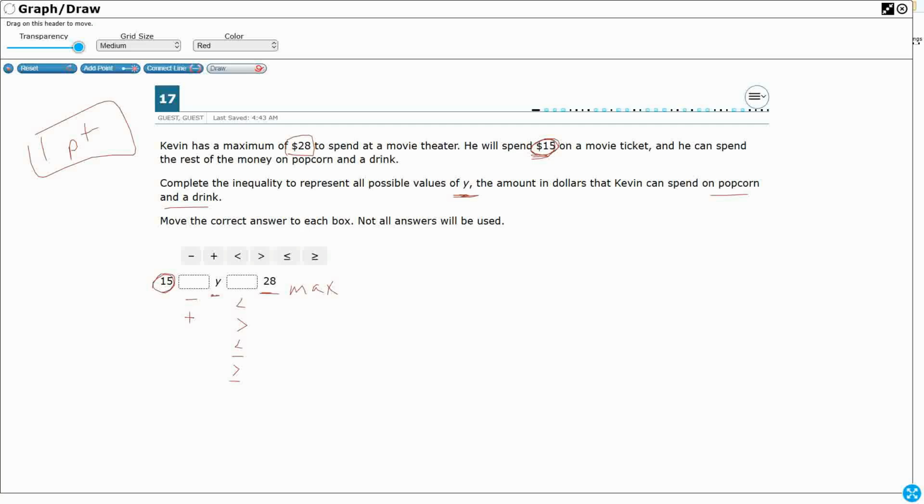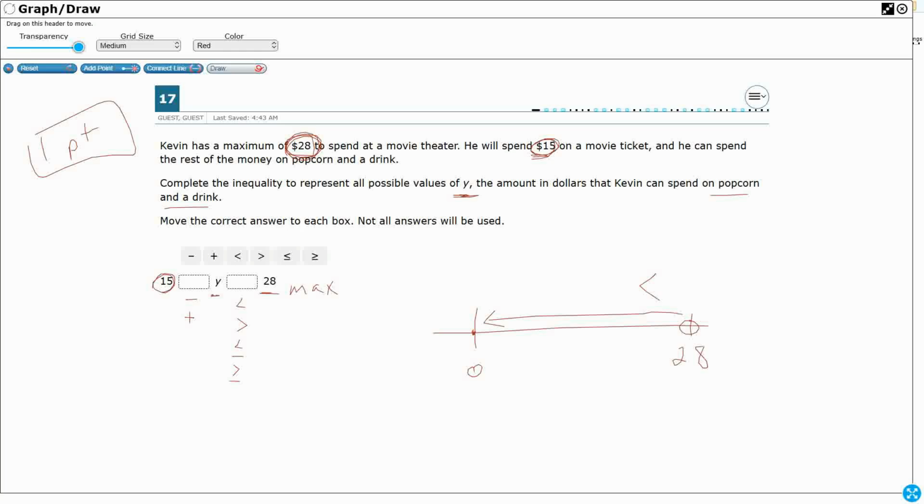Let's think about it. When he has a maximum of $28, if we were to draw a number line here, here's my 0, here's my 28, and that's the maximum. That means that we cannot do anything greater than that. So we need to be less than 28. But simply less than, or less than or equal to, can we include 28? Well, it didn't say anything about Kevin needing to bring change home. So we need to assume that Kevin can literally spend all $28.